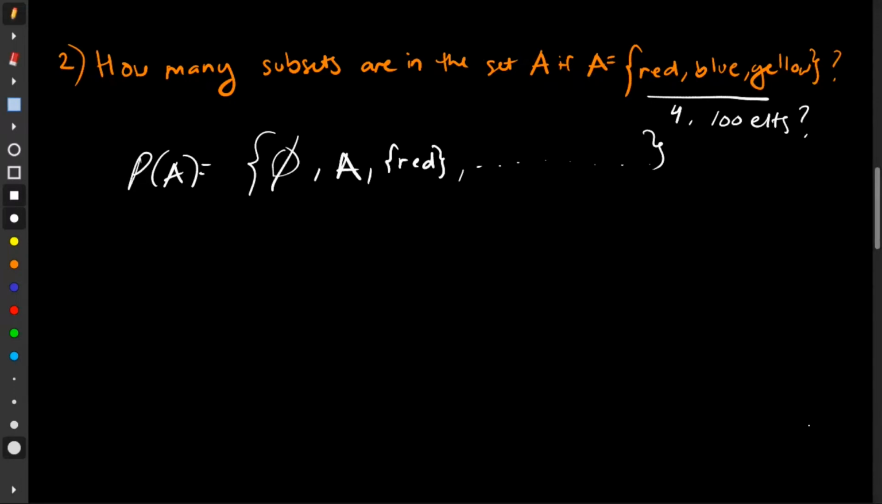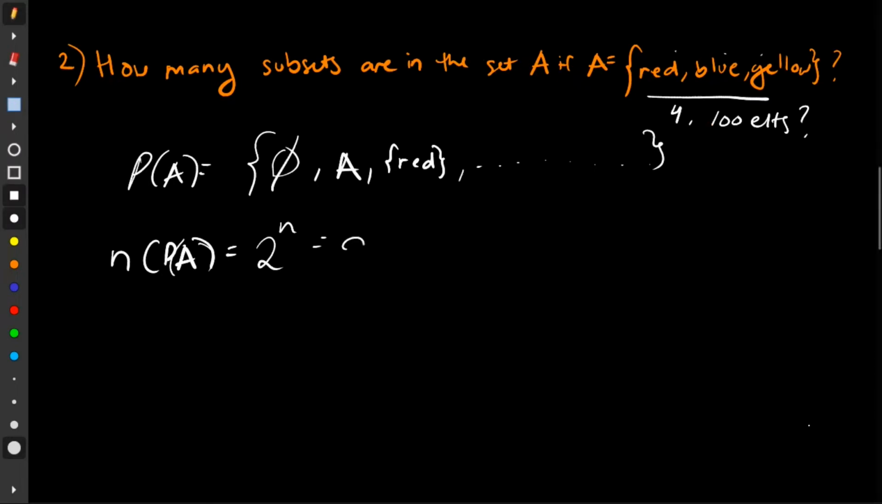So as mentioned a while ago, the formula for this one is simply 2 raised to n, wherein n refers to the cardinality of A. Since we have, in this case, 3 elements, this is simply 2 raised to 3, which is equal to 8.